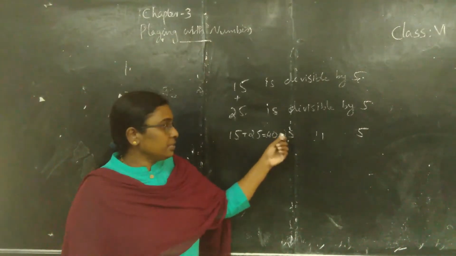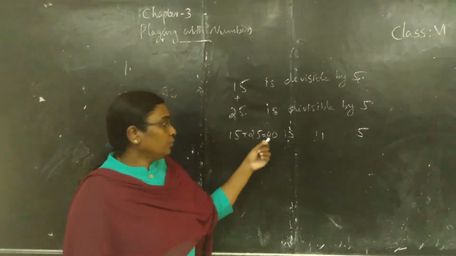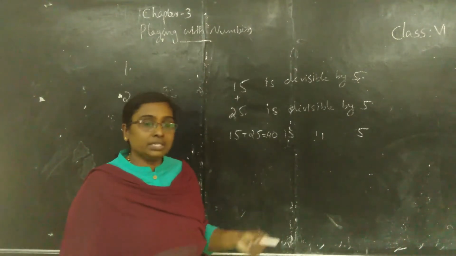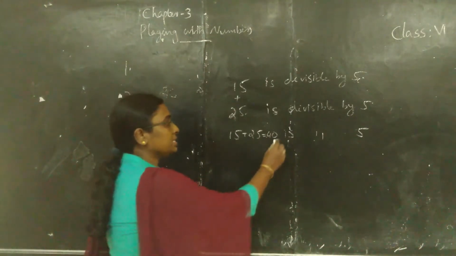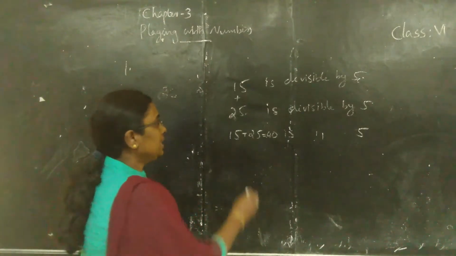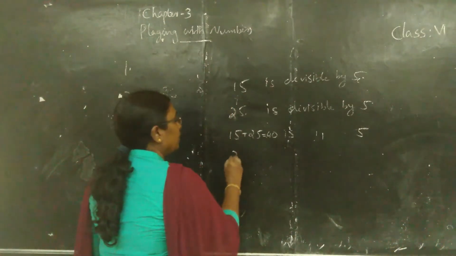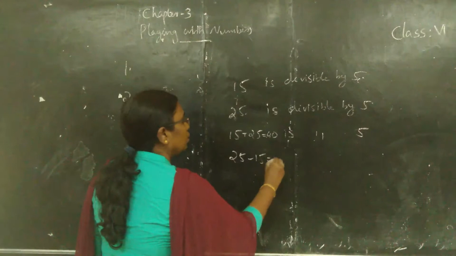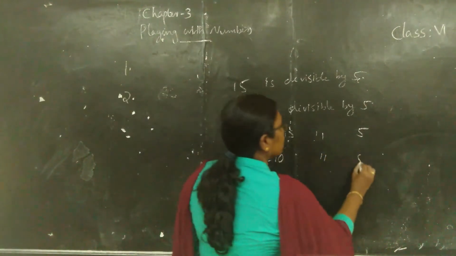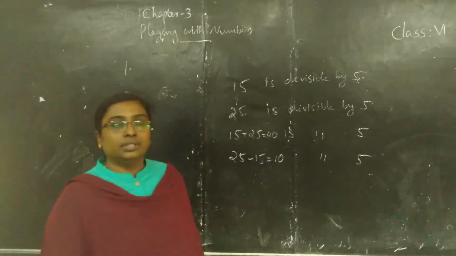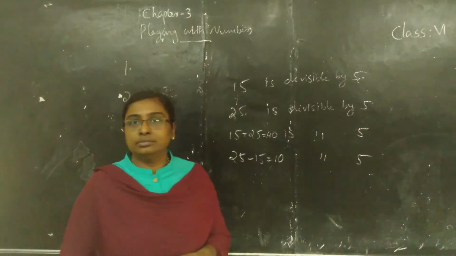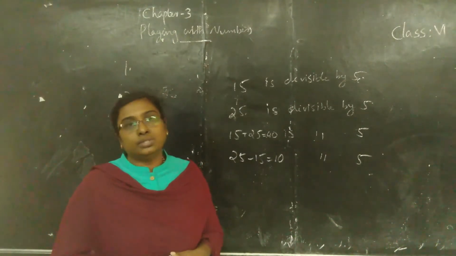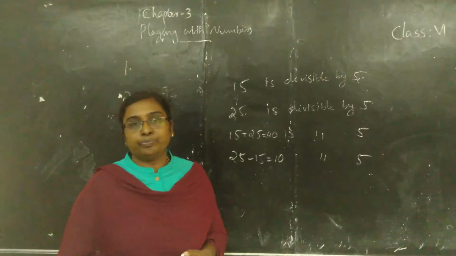What is the divisibility rule for 5? If the unit digit is 0 or 5, that number is divisible by 5, isn't it? So 40 is divisible by 5. Similarly, their difference, 25 minus 15 equal to 10, is also divisible by 5. That is the fourth rule. These are the four other rules for divisibility test.